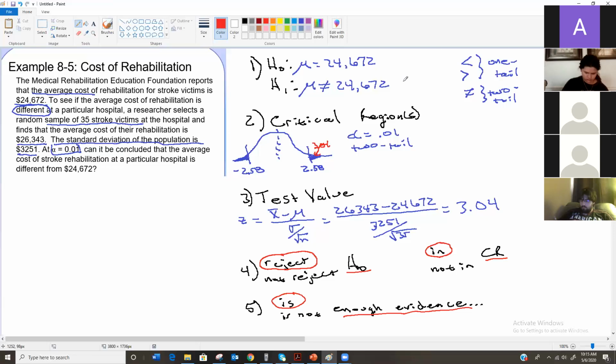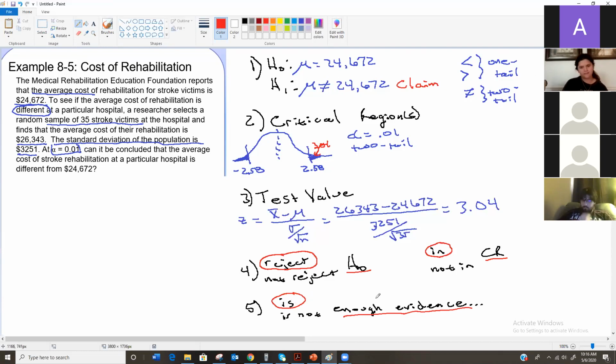Remember, on all the problems you're going to have, the claim is the second one. When they do it backwards, it reverses this is or is not. Again, it's just not good practice, so we aren't going to see those. But there is enough evidence to support the claim that the average is not 24,672.